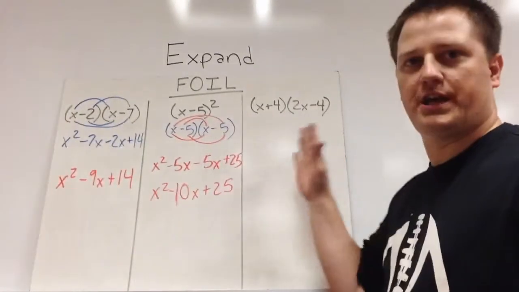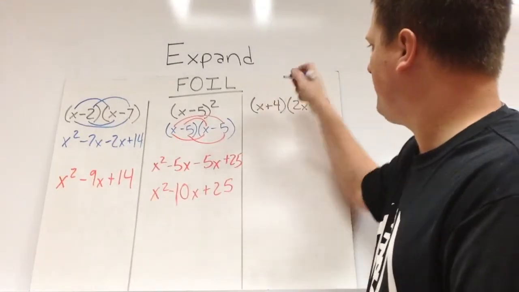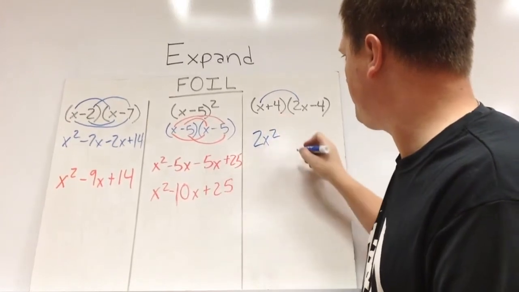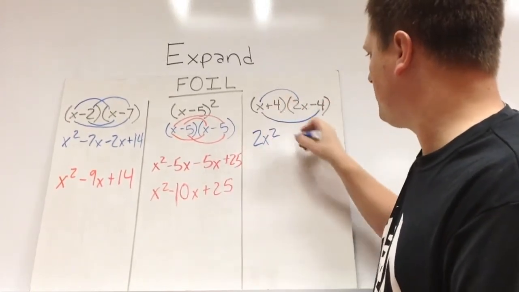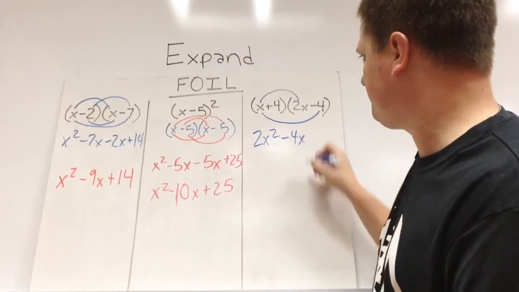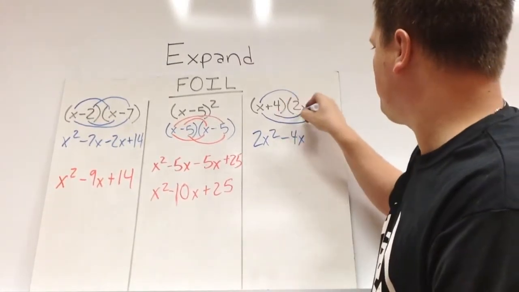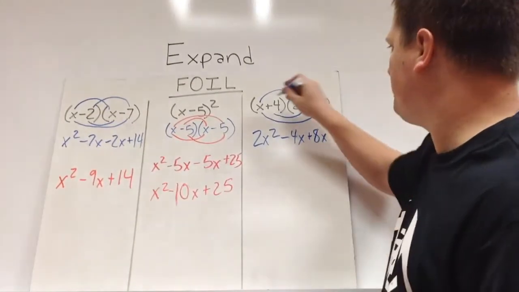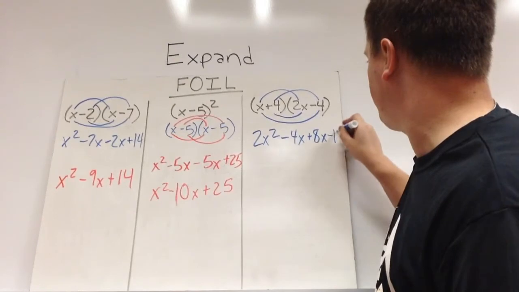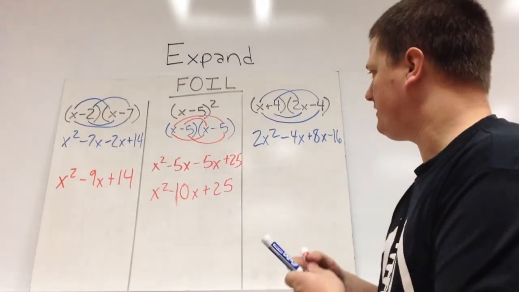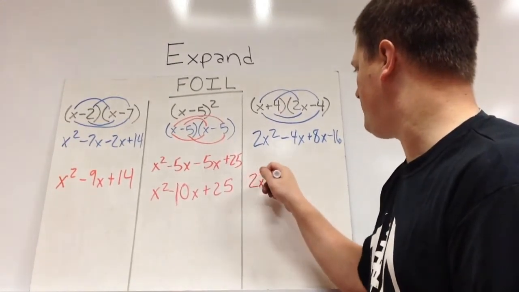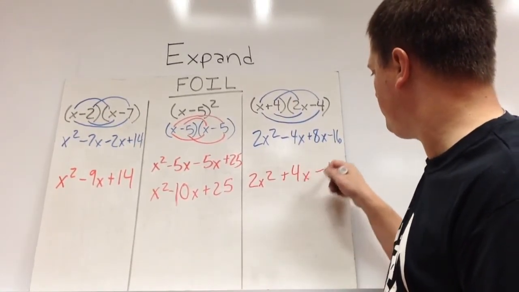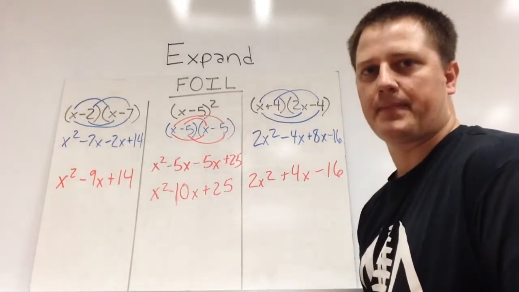And our last version here, we're going to go x times 2x is 2x squared. x times negative 4 is negative 4x. Insides are going to be 4 and 2x make positive 8x. And our last would be 4 and negative 4 make negative 16. Rewrite this as 2x squared. Like terms make positive 4x and minus 16. Okay?